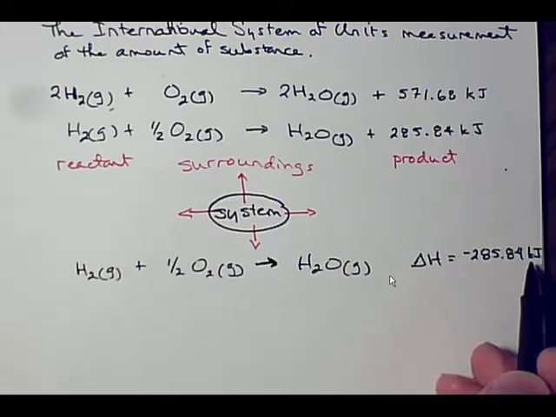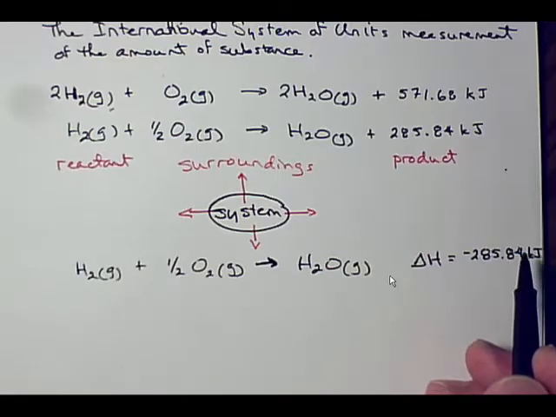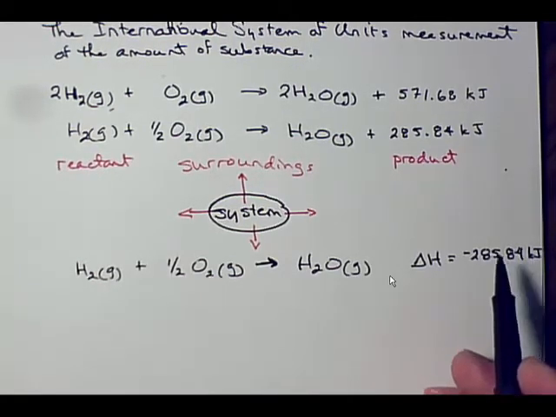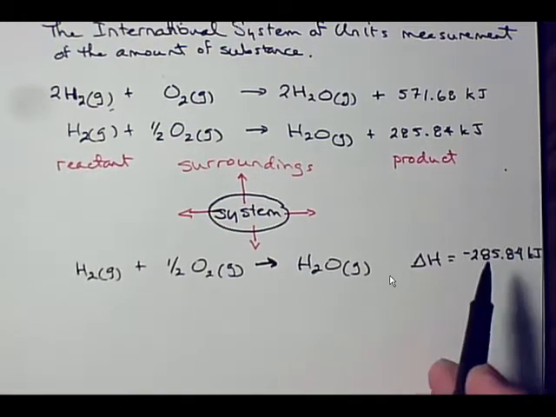Kilojoules. Okay. Milli is 1,000th. Oh, I didn't hear you. I'm sorry. Okay, 1,000th. You need to know those prefixes. So there are 1,000 millijoules in a joule and 1,000 joules in a kilojoule.